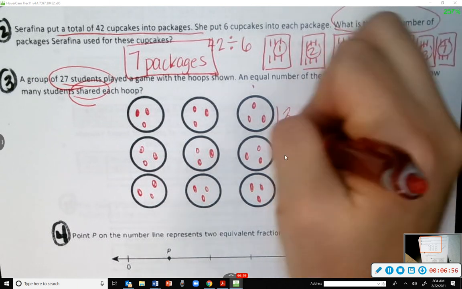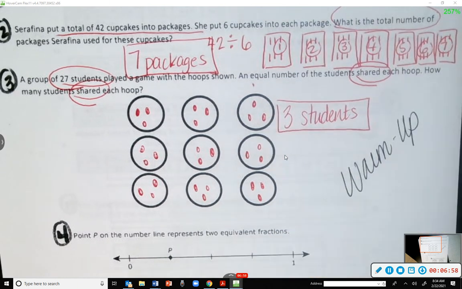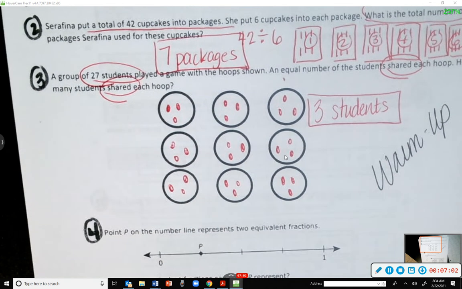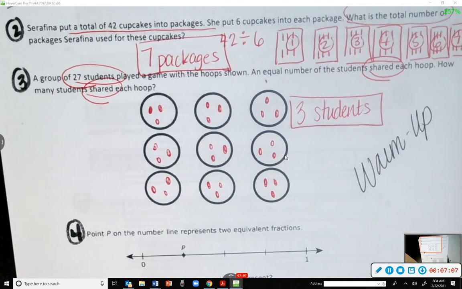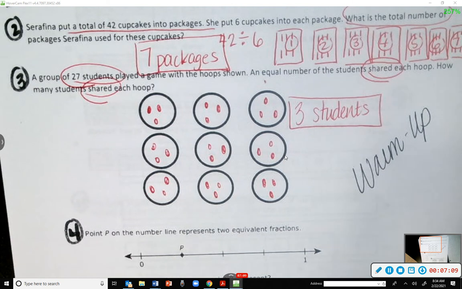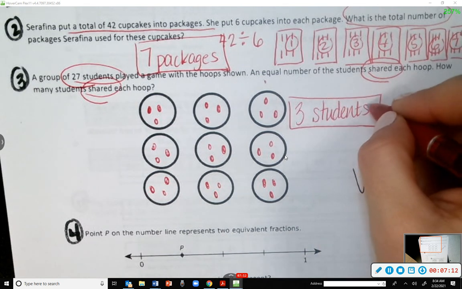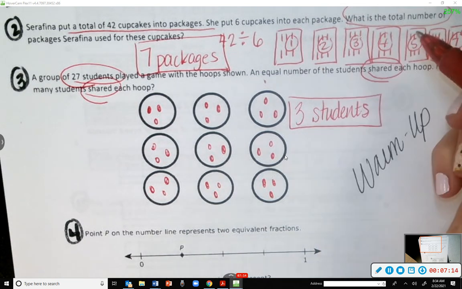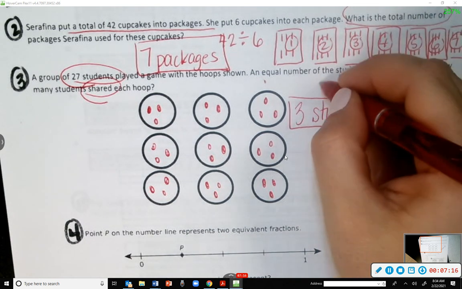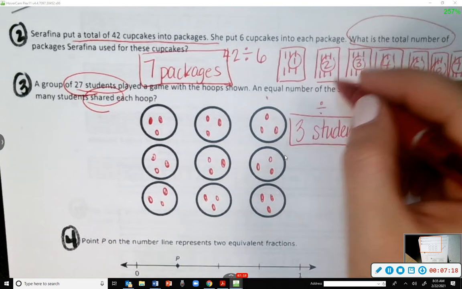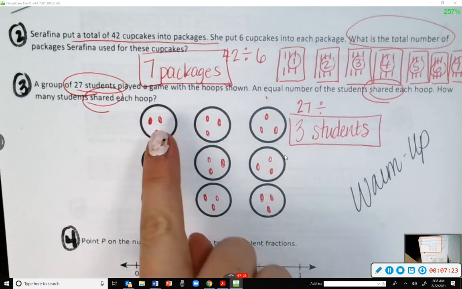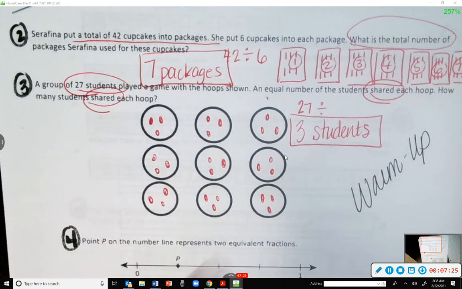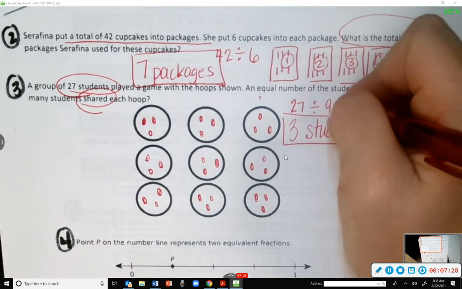So 3 students shared each hula hoop. If I had to write an equation for what we just did, what would it be? Does anybody know? Kelsey? So there was 3 in each bubble because you had stopped at 27. Yes, but what would the equation be? We divided, right? Yes. So 27 divided by 3. There you go. We divided it by 9, and got 3.